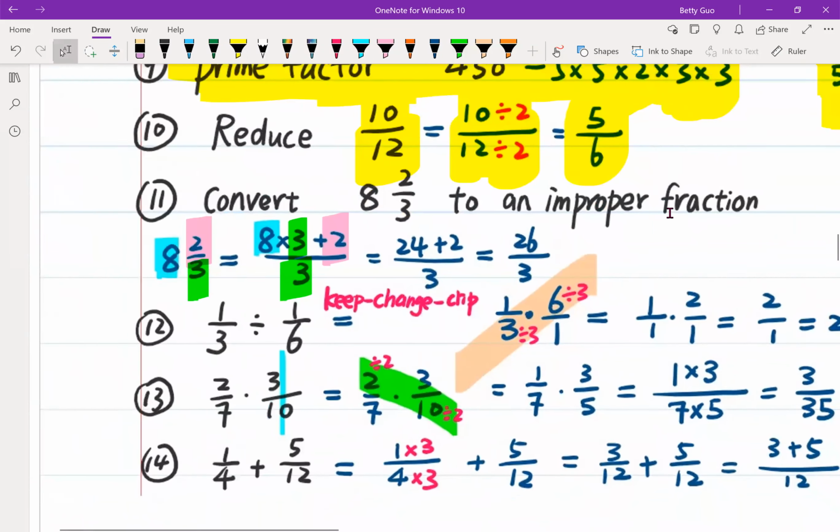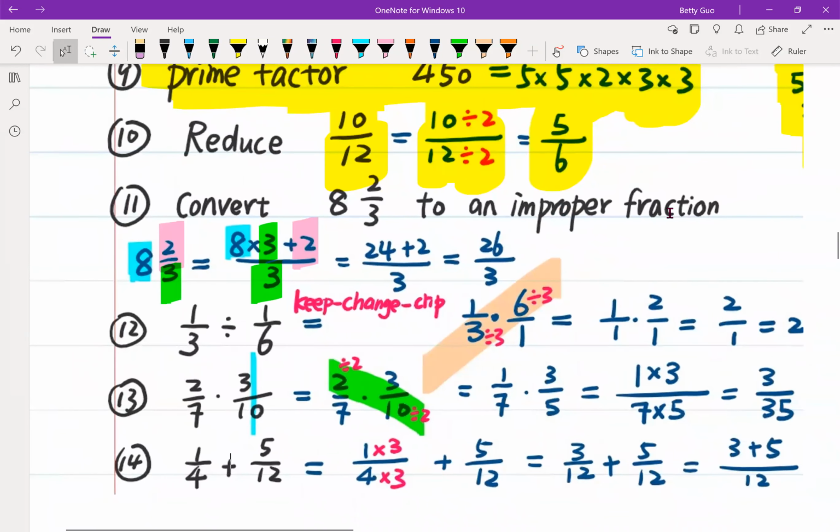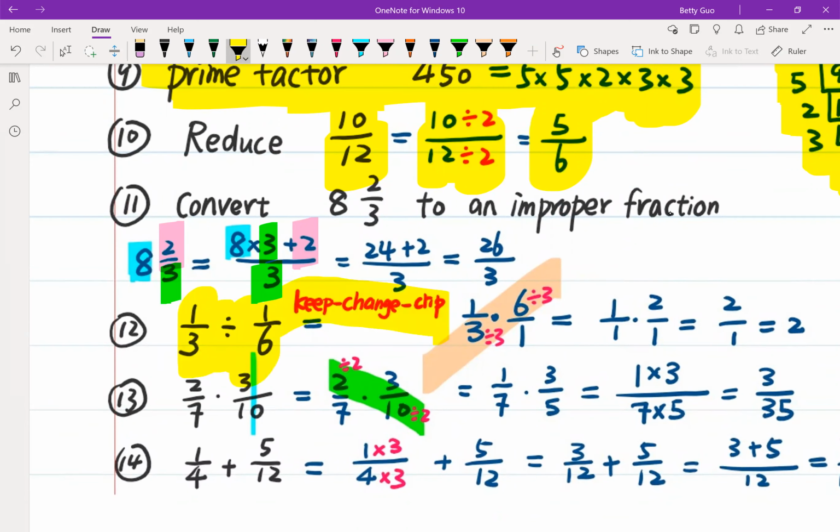Number 12, divide a fraction by a fraction. First step, keep change flip. Keep the first fraction 1 over 3. Change the division to multiplication. Flip the second fraction 6 over 1.